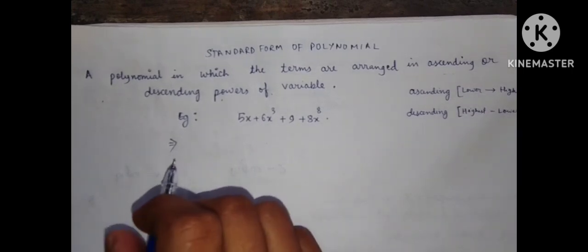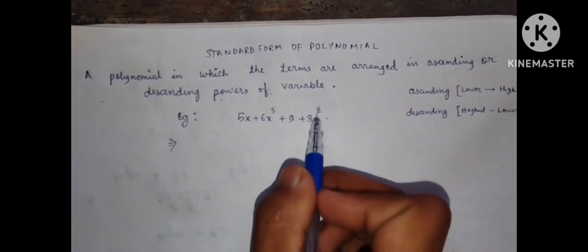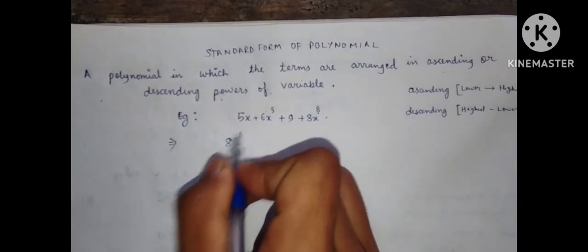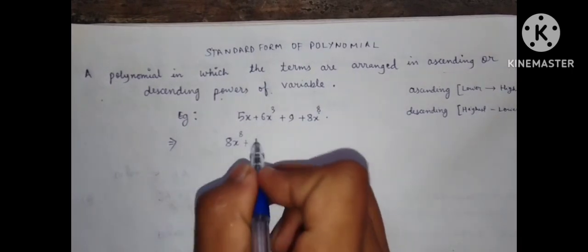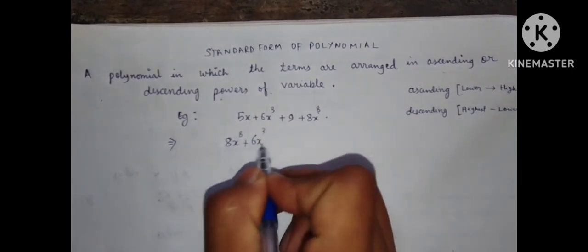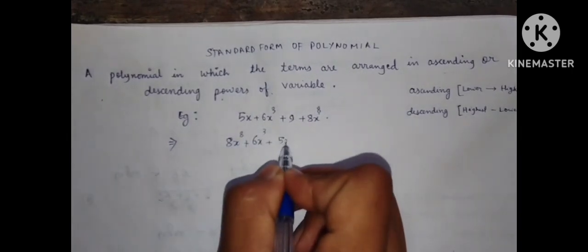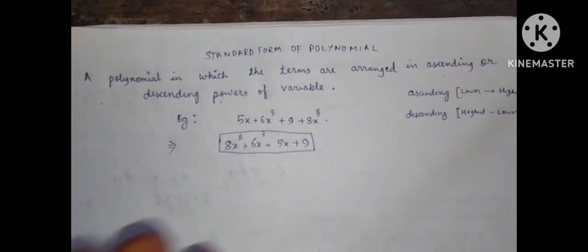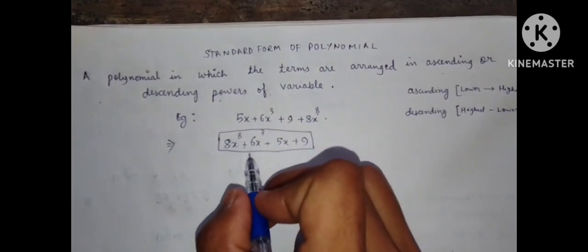Descending power means highest to lowest. Now which one is the highest here? 8x^8, right? So 8x to the power 8. After that 6x^3 is highest, right? And after that power 1, 5x, plus 9. So this is an example of a standard form. Now we have arranged it in descending order.